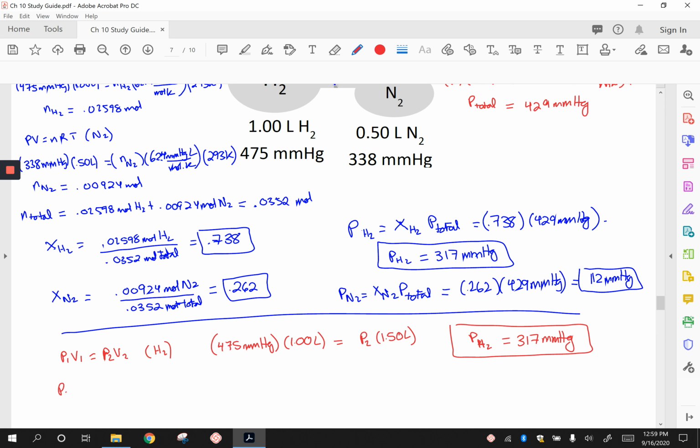Let's do the same thing for nitrogen. P1V1 equals P2V2, this time for nitrogen. So nitrogen originally was 338 millimeters of mercury, and that was in 0.5 liter. I'm going to look for what the new pressure is in 1.5 liters when I open it up. And my new partial pressure for the nitrogen is 112 millimeters of mercury. Right, matches here. Great. We're halfway done, right?